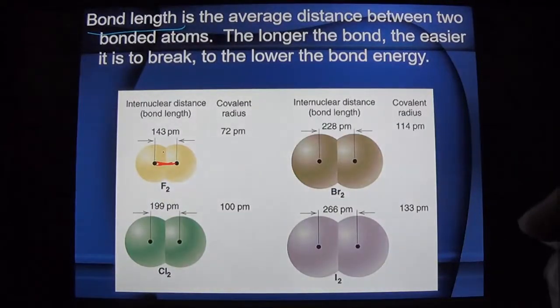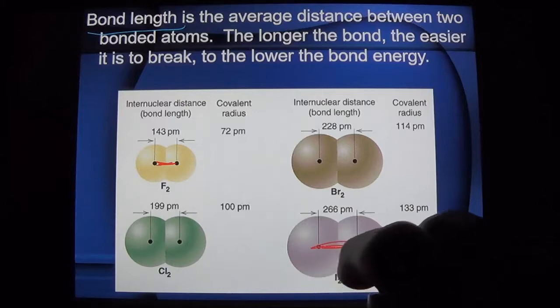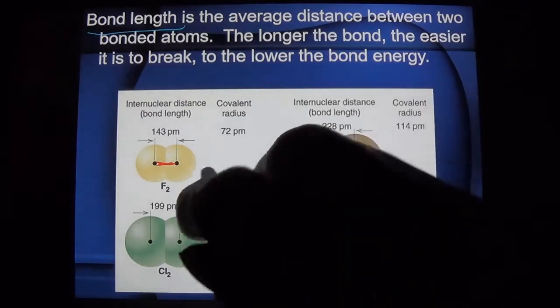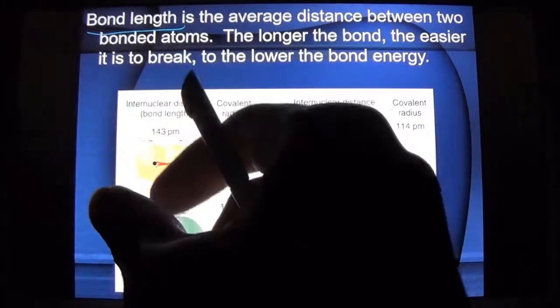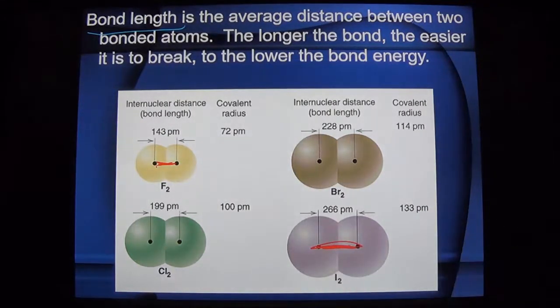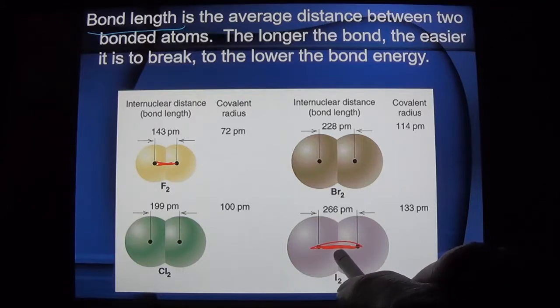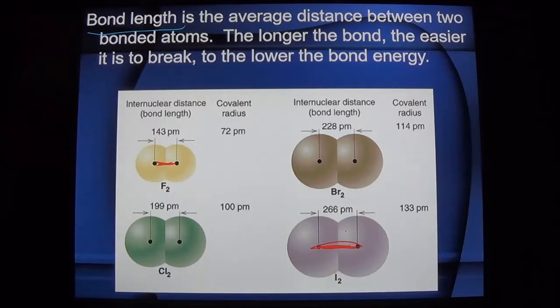A small bond length or a large bond length? What would be easier to break? A small stick or a longer stick? If you think back to childhood days, when hopefully you went around breaking sticks, a long stick means you could put your knee up in the middle and get some leverage and break that. And that's exactly what can happen.